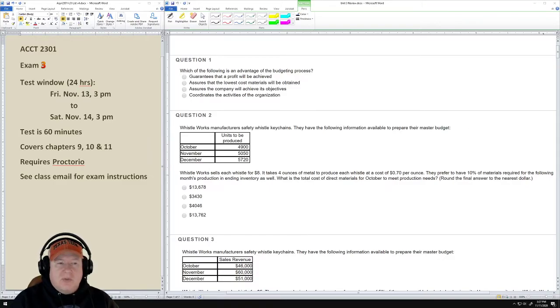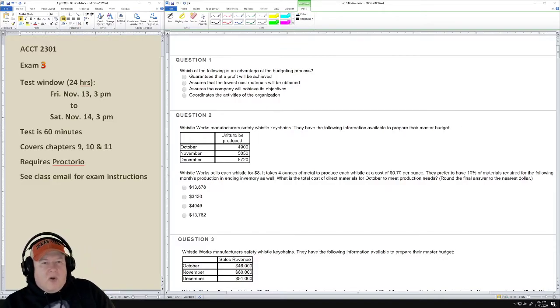It extends from this Friday, November 13th, 3 p.m., to next Saturday, a day later, Saturday at 3 p.m. The test is still 3 minutes. It's over chapters 9, 10, and 11. It still requires Proctorio, and included in the email are the normal exam instructions, including which learning objectives and whatnot that we're going to go over.